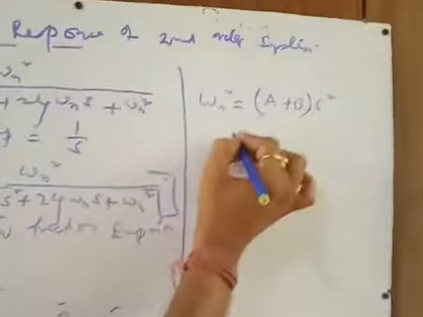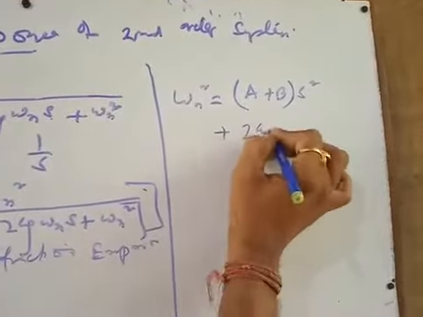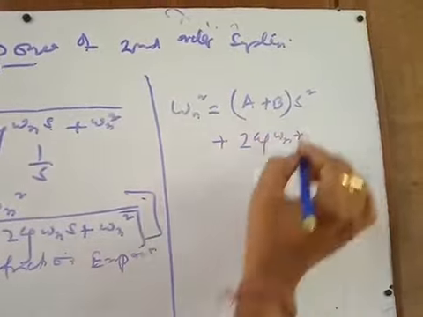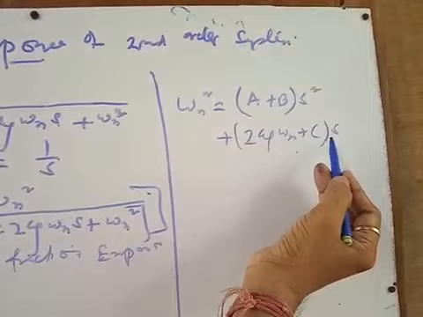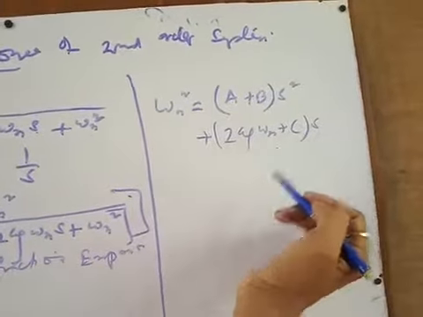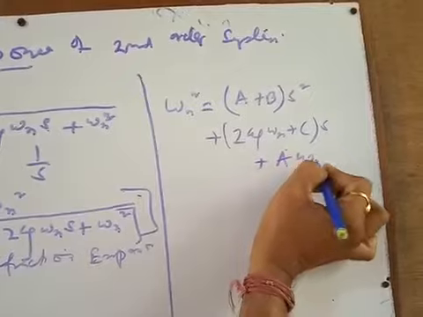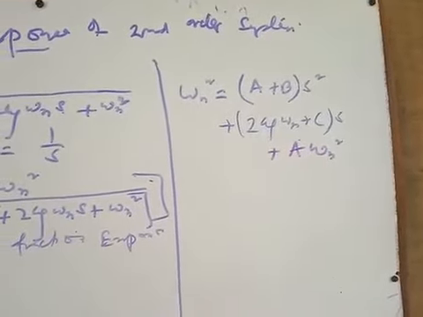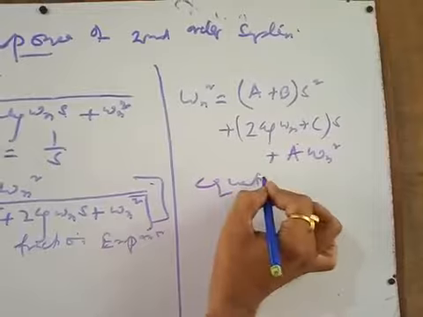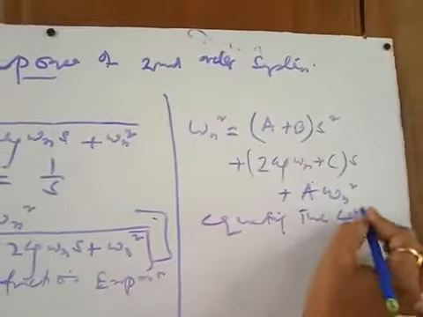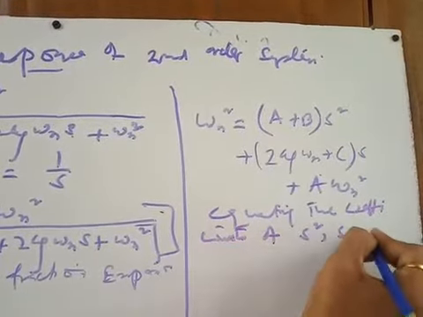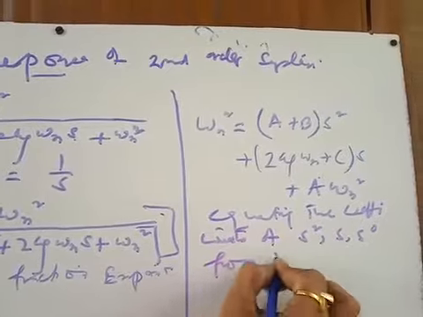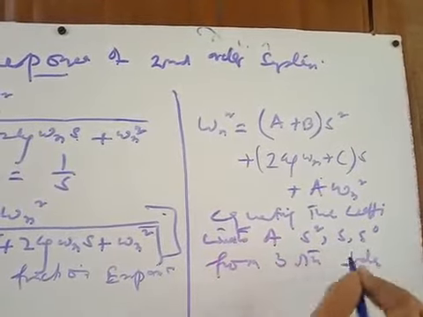So we get omega n square equal to (A plus B) s square plus (2 xi omega n A plus C) into s plus A omega n square, right? So now, equating the coefficients of s square, s and s to the power 0 from both sides, what will we get?